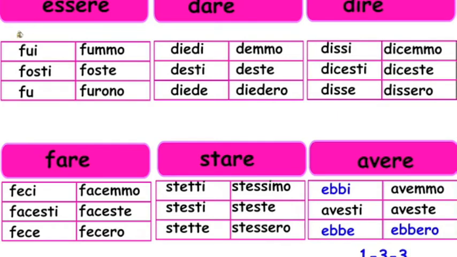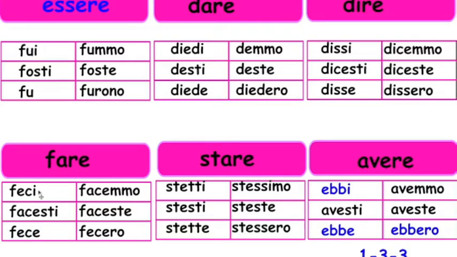So, essere, which is one of the pillars of our language, essere. The verb to be: fui, fosti, fu, fummo, foste, furono. Dare is to give, dire is to say. Now, with these two, I'm just worried that you might get them confused, that you think this one is this one and this one might be this one. So just pay extra attention to these two. Diedi, desti, diede, demmo, deste, diedero; dissi, dicesti, disse, dicemmo, diceste, dissero.